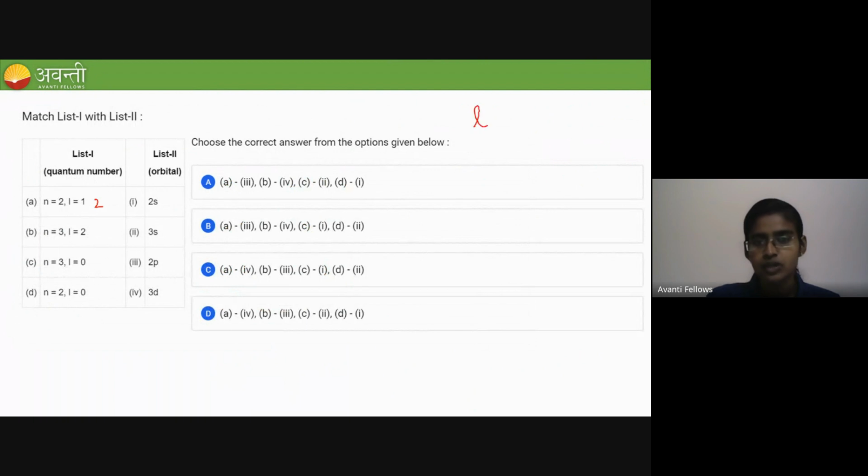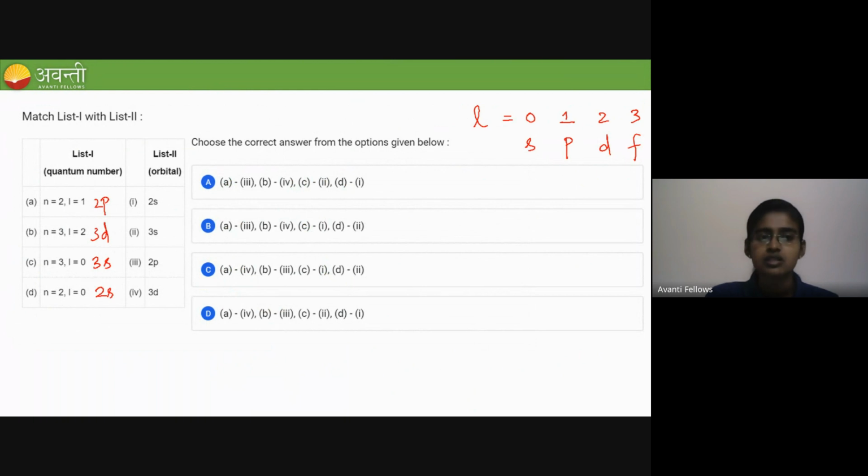If L is equal to 0, it corresponds to s orbital. If L is equal to 1, it is p. If it is 2, d. If it is 3, it is f. Now here it is 1, so it is 2p. And here it is 3d. And here it is 3s. And here it is 2s.